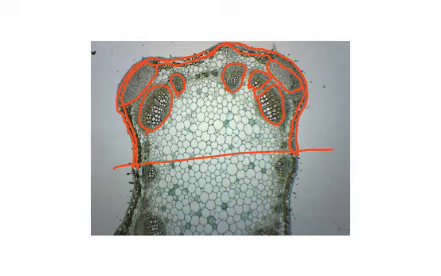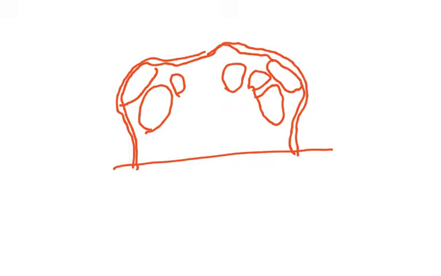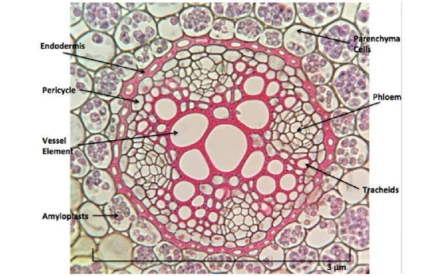So half of it, now if you remove it, this is the plan drawing that you should make. Now this is a very detailed drawing of the central part of the root.